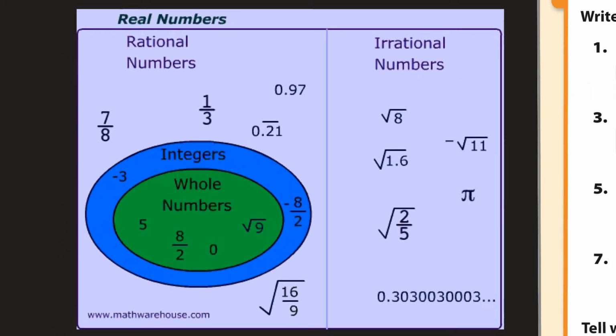So, real numbers. Real numbers are made up of rational numbers and irrational numbers. Now, a rational number is a fraction. It's a fraction of integers. Let's go back to what an integer is. An integer is a positive or negative whole number.